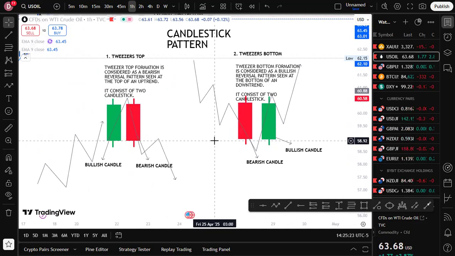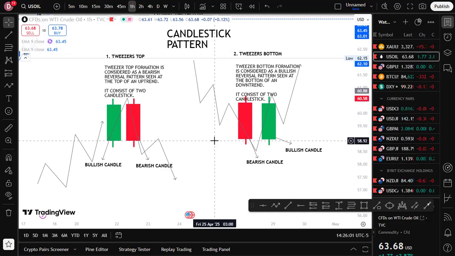Two candlestick patterns, one being the tweezer top and the second one being the tweezer bottom. The tweezer top formation is considered a bearish reversal pattern, which mostly occurs at the top of an uptrend. That means we're going up in price, and the tweezer top occurs in the market, reversing to the downside. It signifies that a bearish reversal is about to happen, and then you can see that the price will start pulling back down.